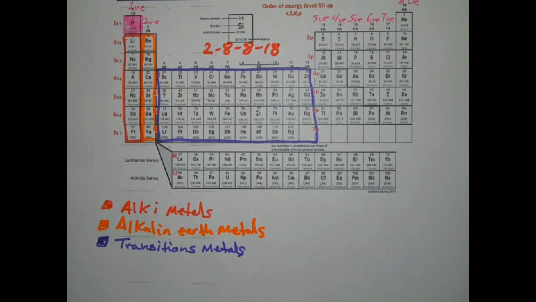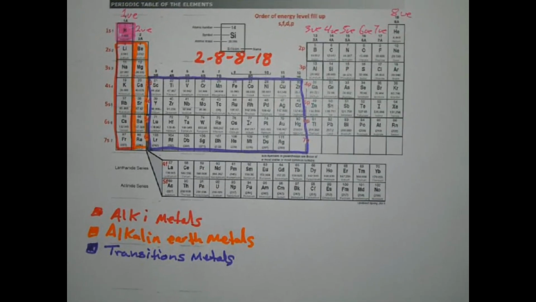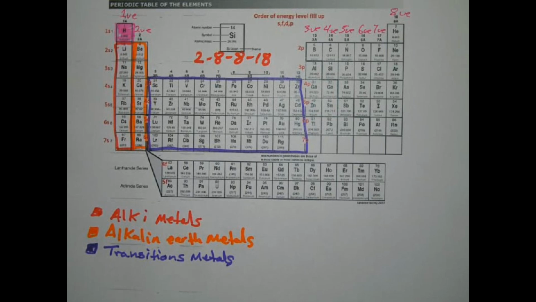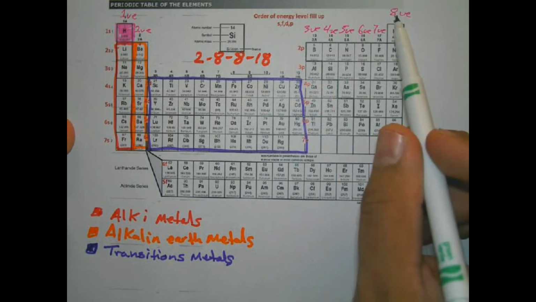Then we're going to go to the very end here. Take a look. Move that down a little bit. So now we're going to take a look over here all the way at the end at group 18. Well, how many valence electrons does group 18 have? They have 8.